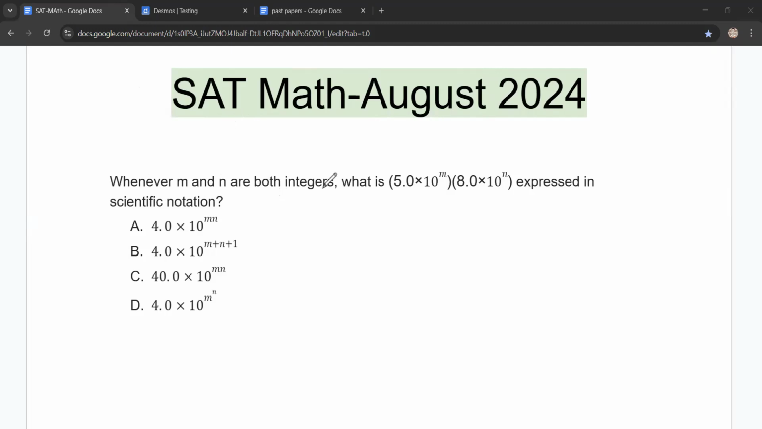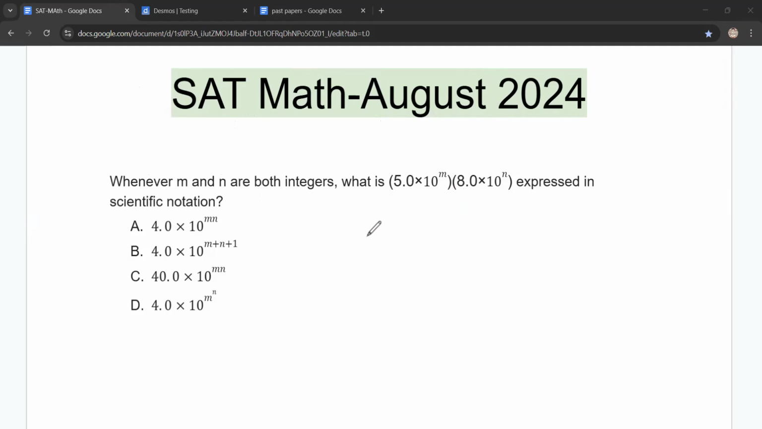Whenever m and n are both integers, what is 5 times 10 power m times 8 times 10 power n expressed in scientific notation? Whenever you have brackets like this and there is nothing in between, that means they are in multiplication. This is times. So we need to write it in scientific notation.